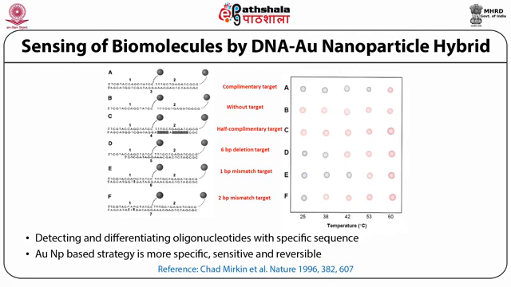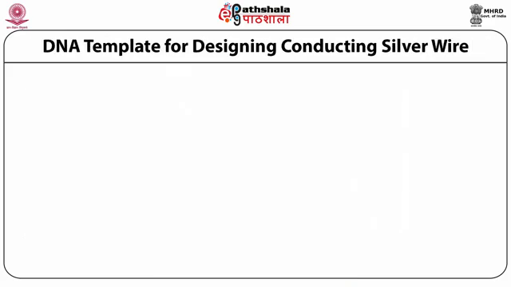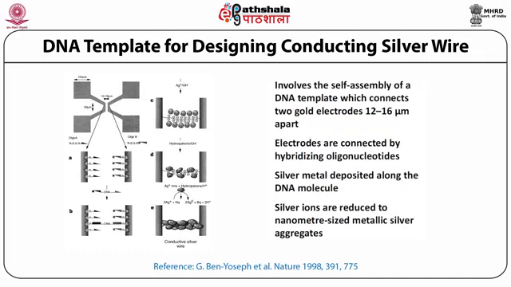That's what you can actually check: if you are half complementary or have a two base pair mismatch, how much the color changes, or how much the SPR wavelength shifts. And based on that, you can actually detect and differentiate oligonucleotides with very specific sequence, and this can be used as a strategy, in a combinatorial approach, for more specific, sensitive and reversible detection of oligonucleotides.